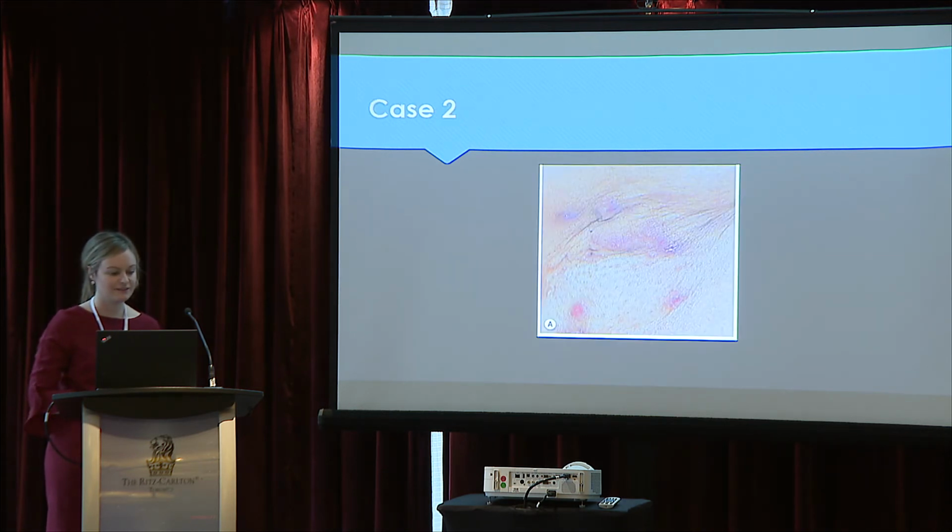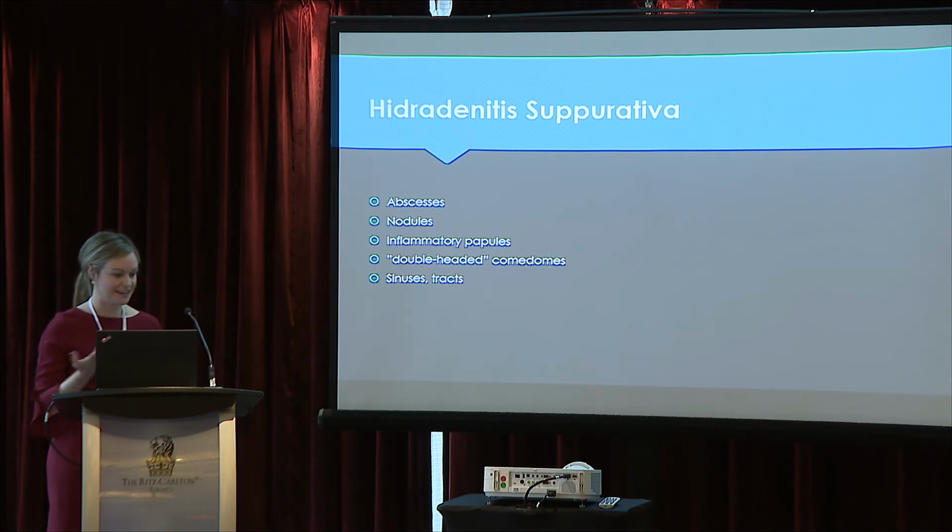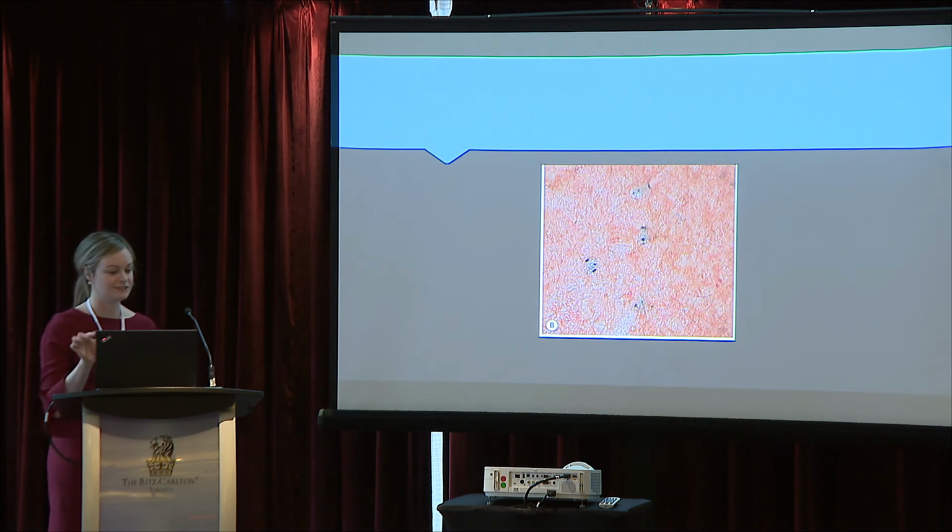And then I have two here. This is case 2. This is the axilla. Anyone remember what those are? Double-headed comedones, exactly. So again, that's HS, exactly. So abscesses, nodules, inflammatory papules, and then that double-headed comedone. So two blackheads really close together. That's the only thing that can cause that.